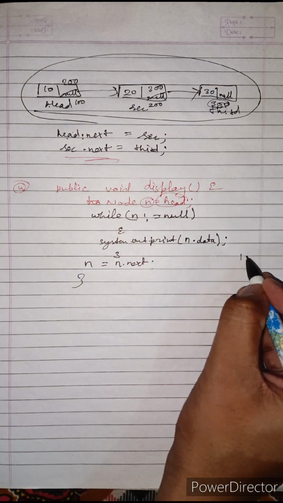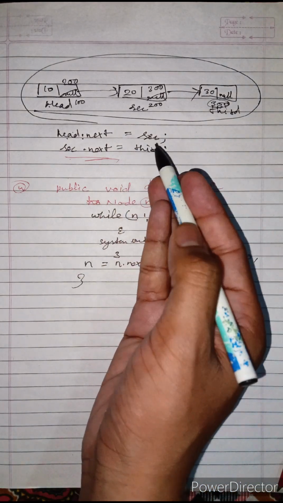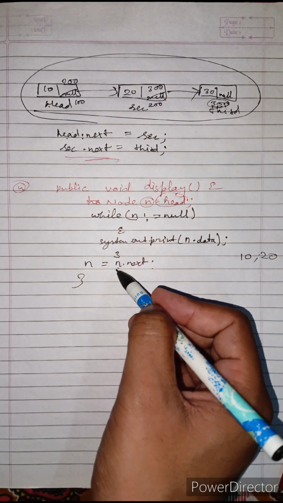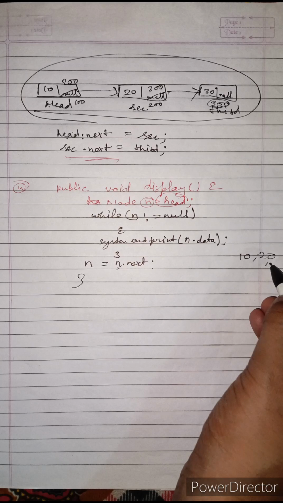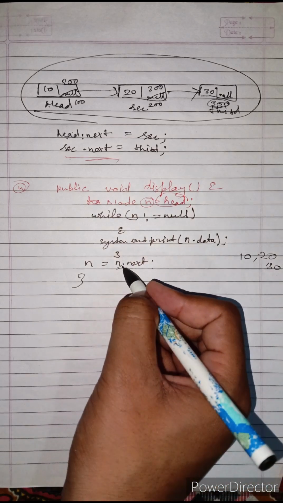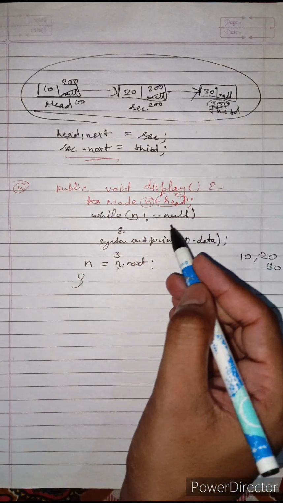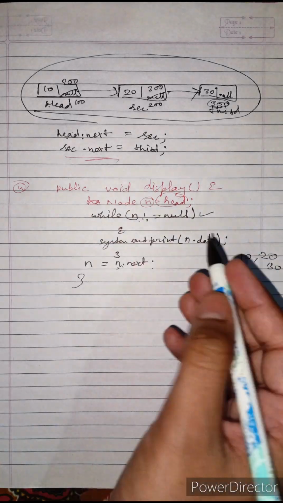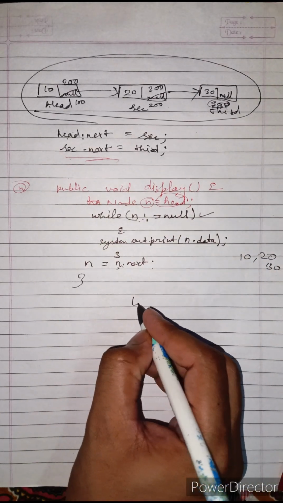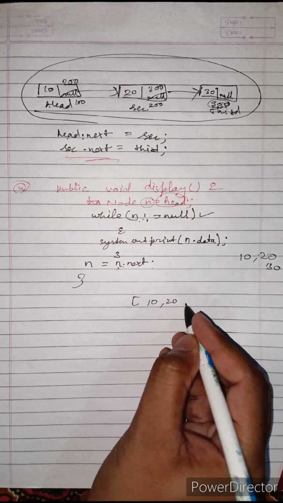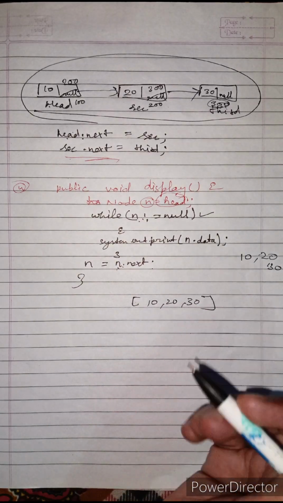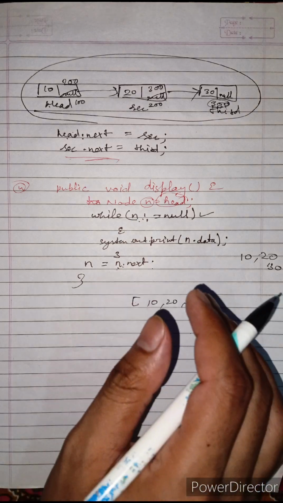Firstly it will print 10. Then it will go to the second node, it will print 20. Then it will go to the third node, it will print 30. Then it will come to next and it will find null, so the condition will be false and it will come out of this while loop and it will print our linked list: 10, 20 and 30. So like that we are going to print this in Java.